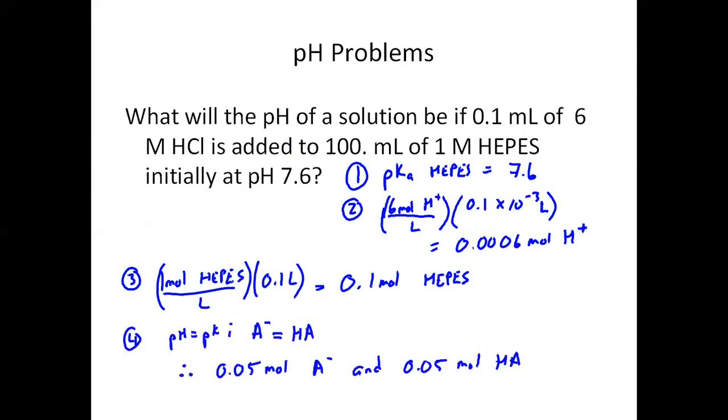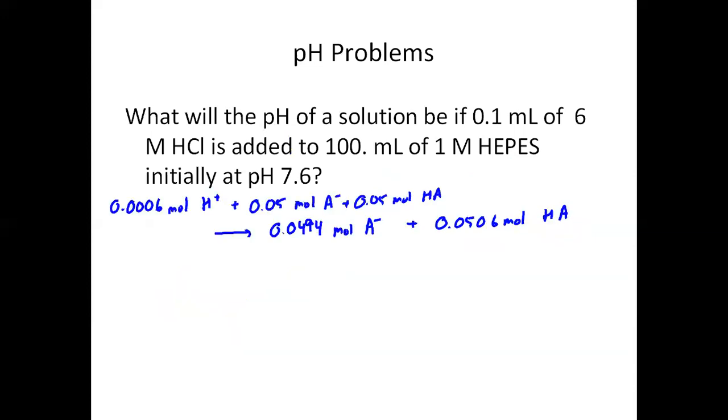Fourth, I am making this problem simple to begin with by choosing a buffer where the pH is equal to the pK value, and therefore there is an equal number of A- and HA, as we discussed previously. Therefore, and that's what those three funny dots mean, there is 0.05 moles of A- and 0.05 moles of HA.